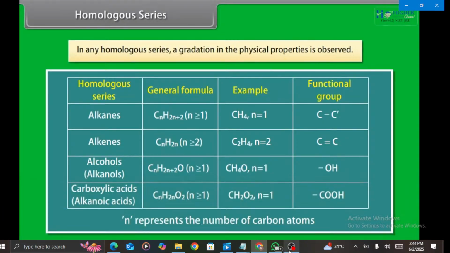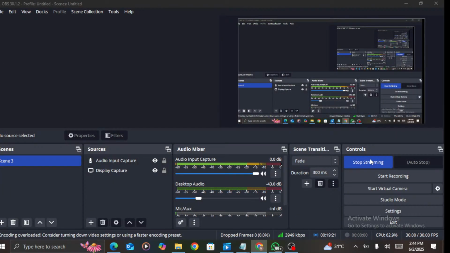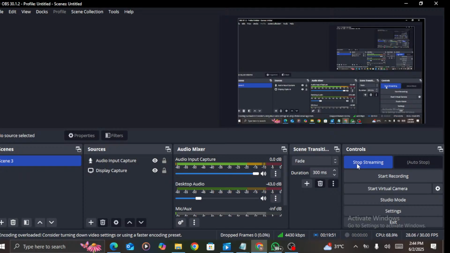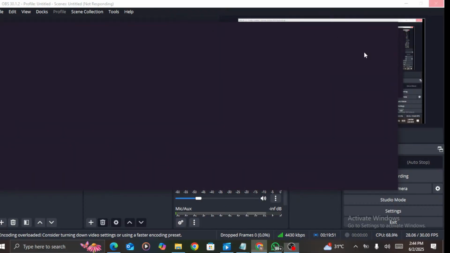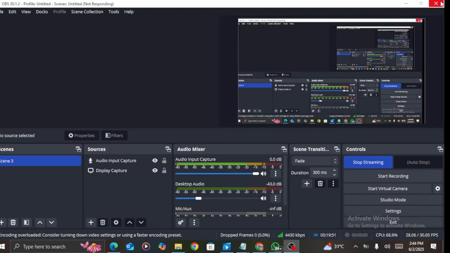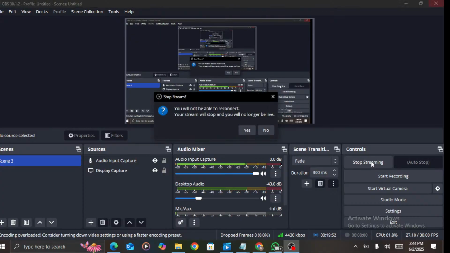In any homologous series, a gradation in the physical properties is observed. This gradation occurs due to the increase in the melting points and boiling points along with increasing molecular mass of the compound. Nomenclature of carbon compounds. The system of assigning a proper name to a particular carbon compound is called nomenclature. Most carbon compounds have two types of names.